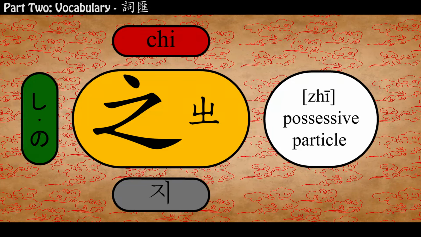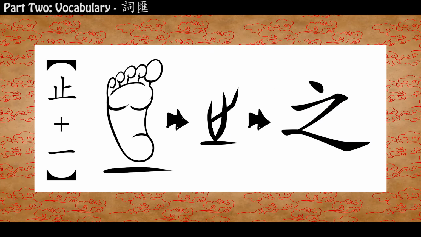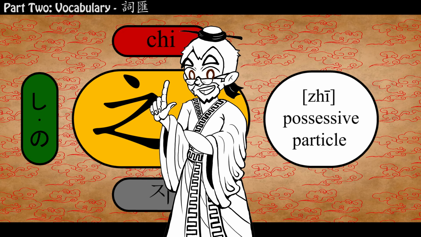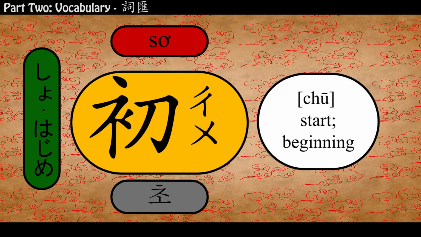之: A grammatic particle marking possession. The character shows a foot, 止, over a straight line, and originally meant to walk. Presumably because even 3,000 years ago, cops would pull you over and make you walk in a straight line just to see how drunk you were. We'll go over this character more thoroughly in the grammar section. 初: Start, beginning.